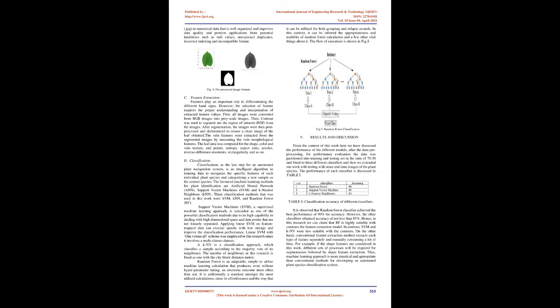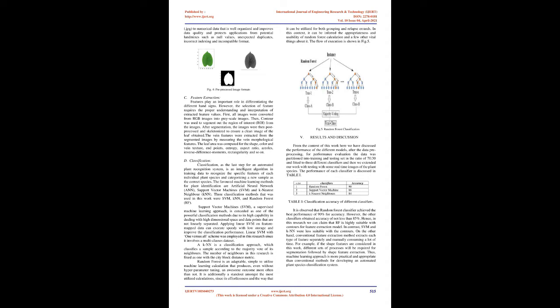C. Feature extraction. Features play an important role in differentiating the different hand signs. However, the selection of feature requires the proper understanding and interpretation of extracted feature values. First, all images were converted from RGB images into grayscale images. Then, contour was used to segment out the region of interest, ROI, from the images. After segmentation, the images were then post-processed and skeletonized to ensure a clean image of the leaf obtained. The vein features were extracted from the segmented images by measuring the vein morphological features. The leaf area was computed for the shape, color, and vein texture, endpoints, entropy, aspect ratio, areoles, inverse difference moments, rectangularity and so on.